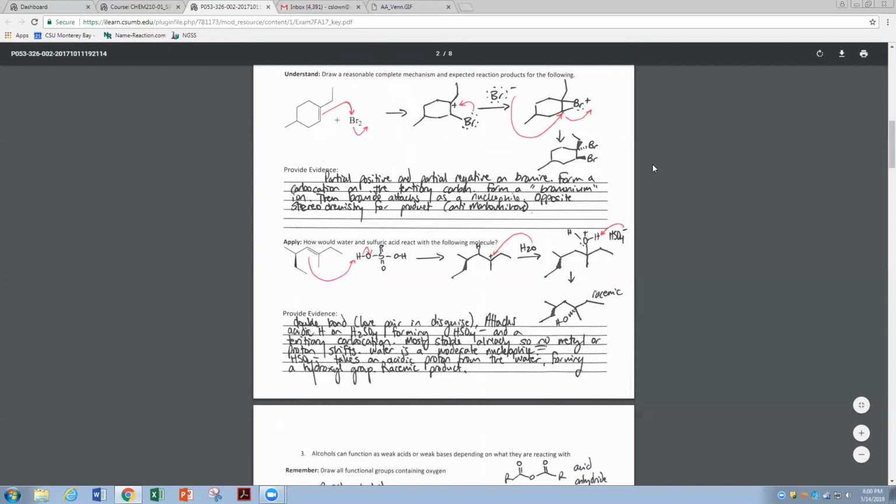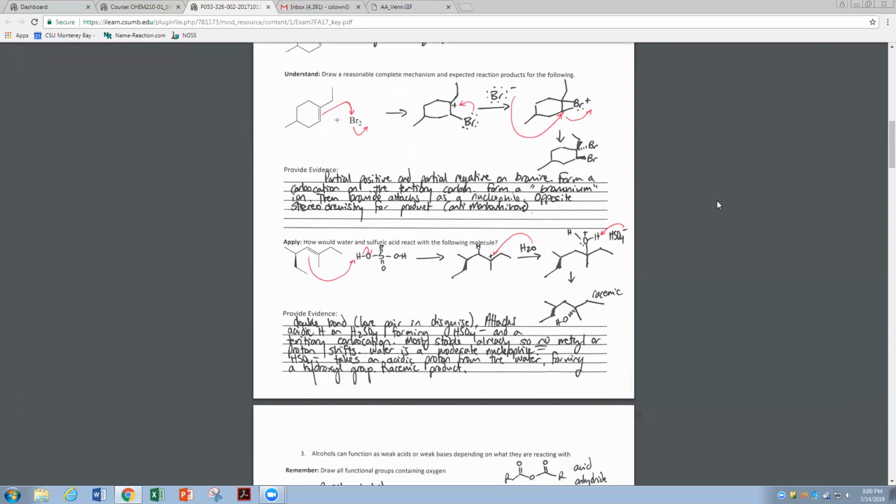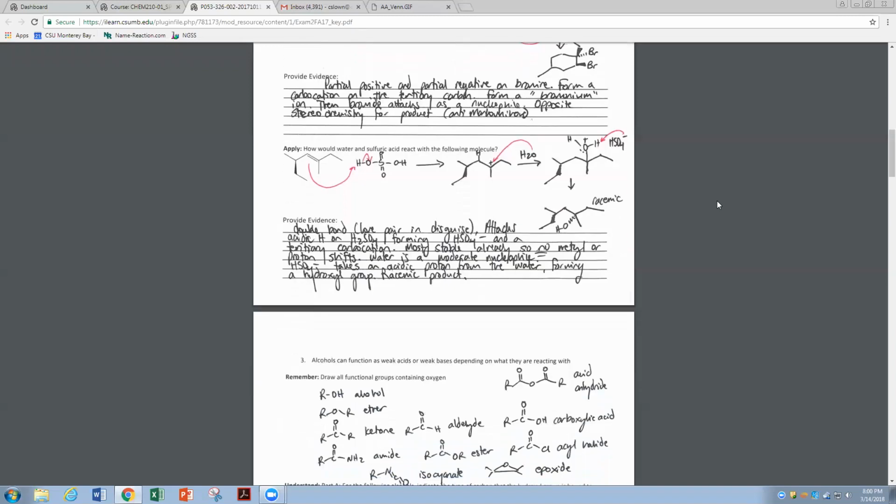And so my evidence here is that I have a partial positive and partial negative on bromine. I can form a carbocation on the tertiary carbon, and then I form a bromonium ion. And then bromide is going to attack as a nucleophile, giving the opposite stereochemistry for a product, so this is anti-Markovnikov.